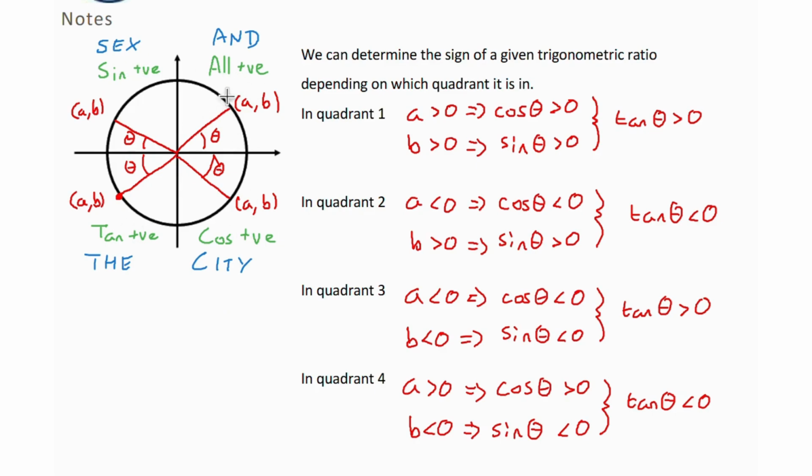In quadrant 1, they're all positive. In quadrant 2, only sine is positive. In quadrant 3, only tan is positive. And in quadrant 4, only cos is positive. And if we know those things, then we can work out the value or the sign of any of the 4 trig functions anywhere around the unit circle.